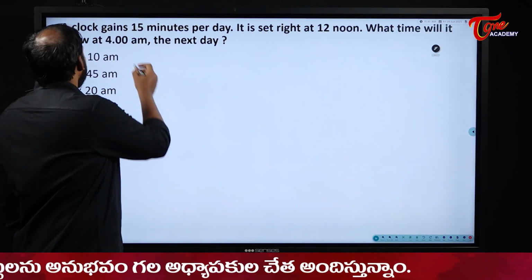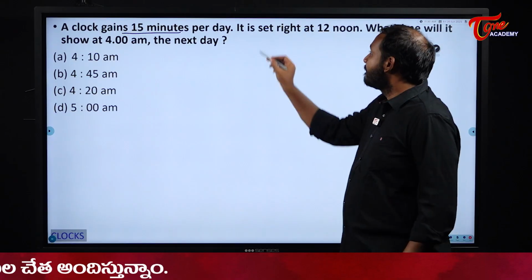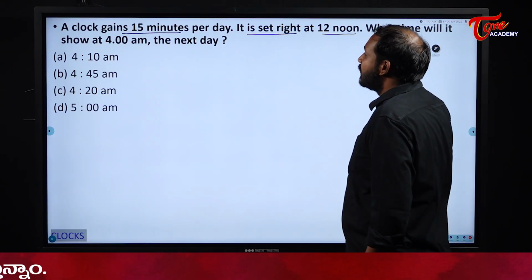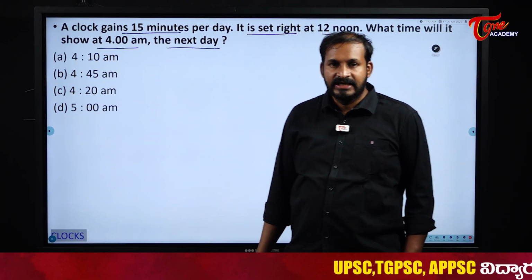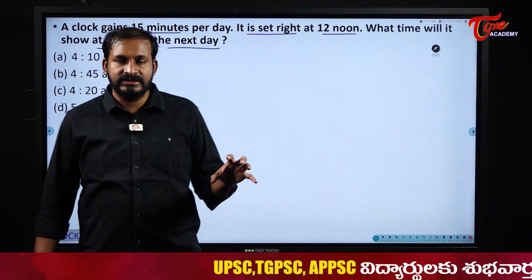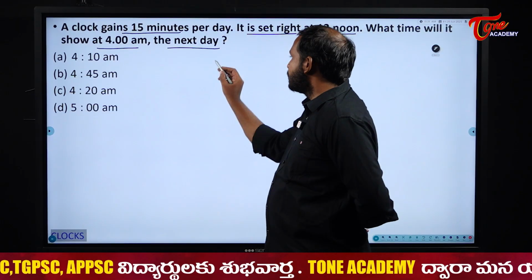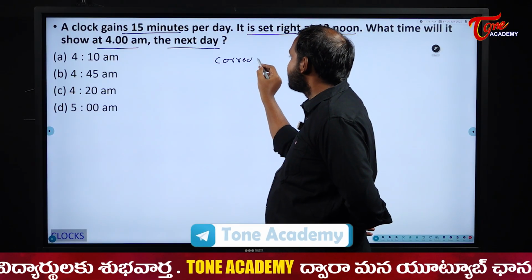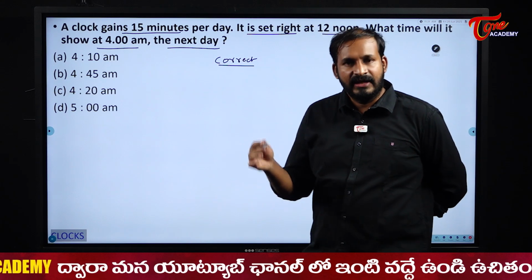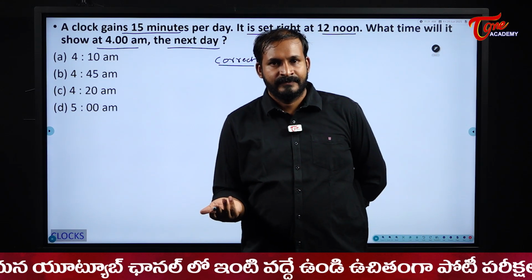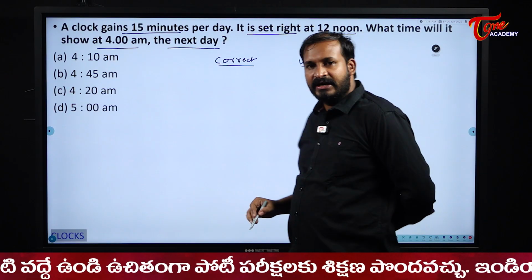Now see here, students. A clock gains 15 minutes per day. It is set right at 12 noon. What time will it show at 4 a.m. the next day? Whenever you see these types of questions, we will start solving by the comparison method. That means we will take a correct clock. Our given one is a wrong clock, because it is gaining. Whether it gains or loses, it is a wrong clock only. We will start comparing the correct one with the wrong one, and then we will find our perfect answer.